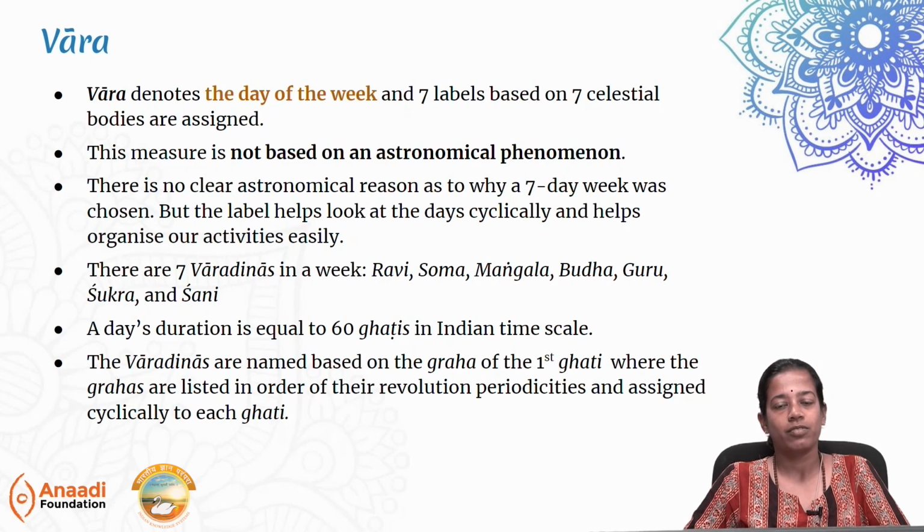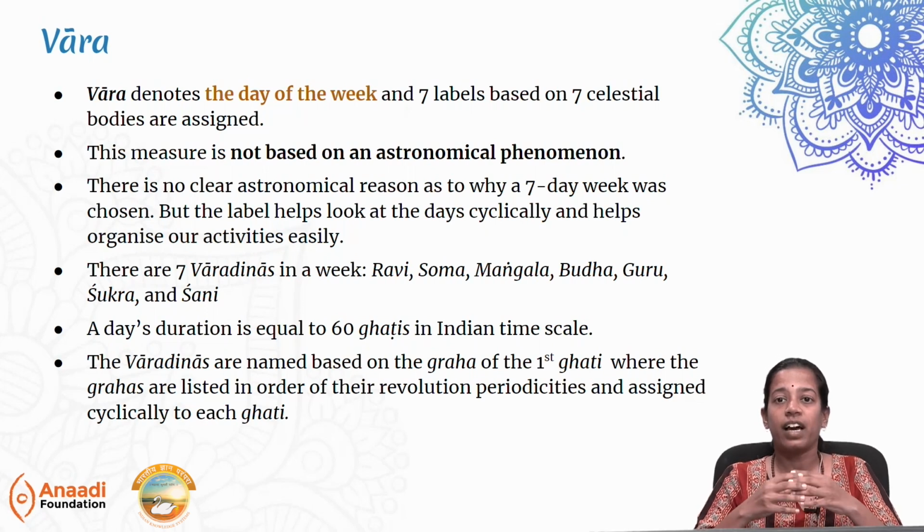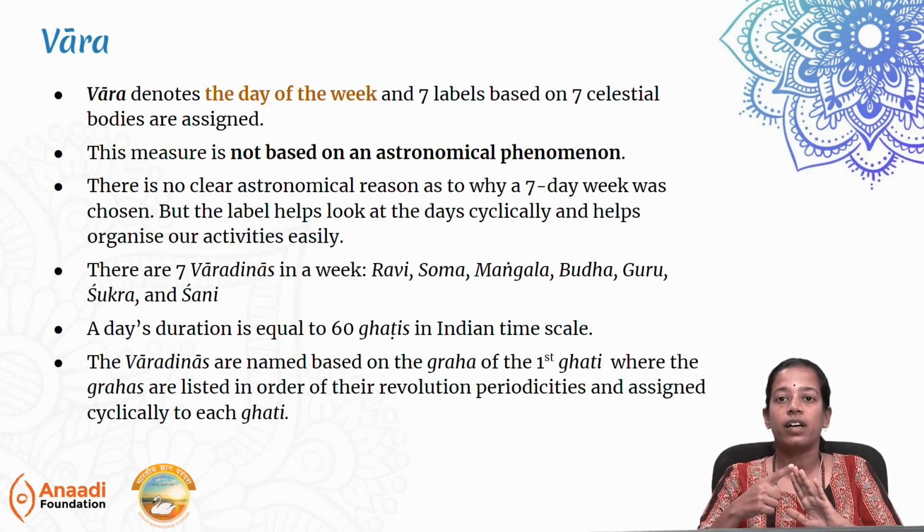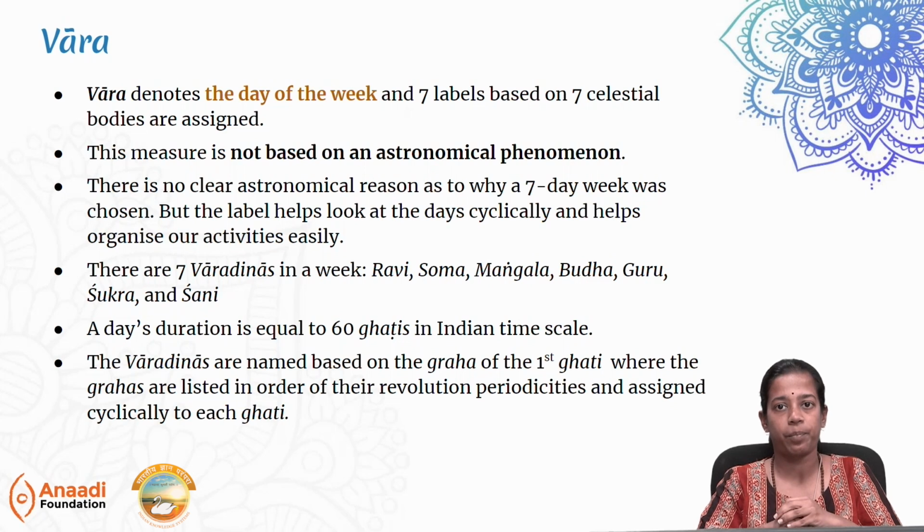We all know generally that there are 7 days in a week. They go like Sunday, Monday, Tuesday, Wednesday, Thursday, Friday and Saturday. In the Indian calendrical system as well, we have 7 days a week. It goes in cycles of 7 days. So, Vara denotes this labeling system for identifying the days of a week. There are 7 labels that are based on the 7 celestial bodies and the labeling is assigned that way.